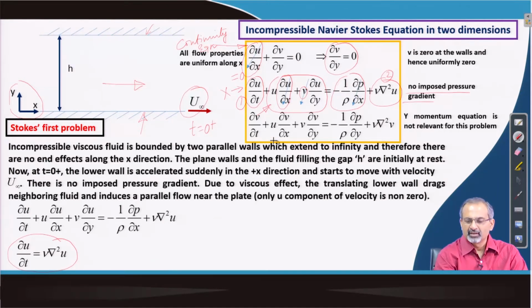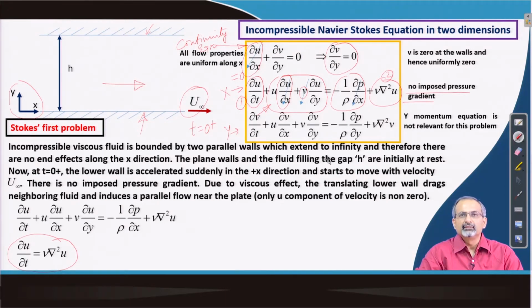If you go to the y momentum equation, then you see that we have already found v to be vanishing, and therefore, this equation essentially becomes irrelevant for us. So, if you were to write down a z momentum equation considering a 3-dimensional flow, even that would become irrelevant. That means, the properties will not change along that direction.